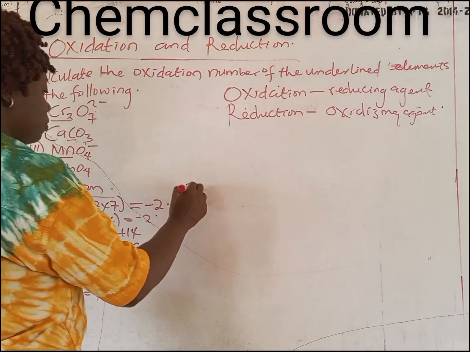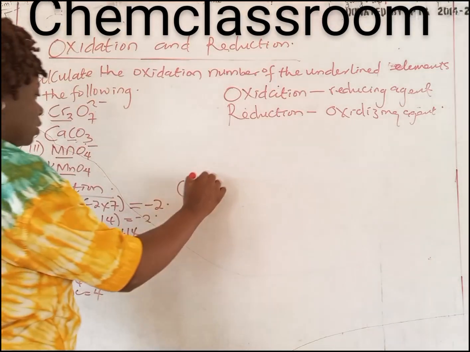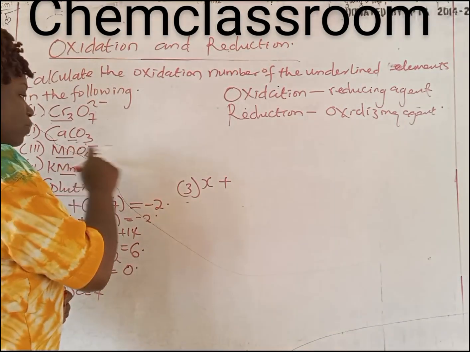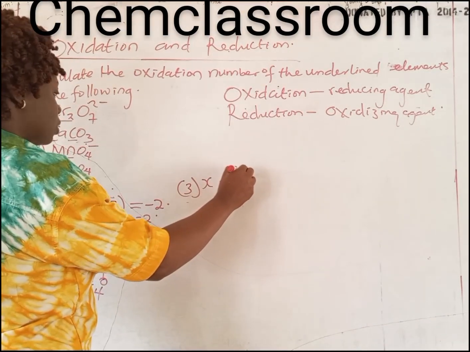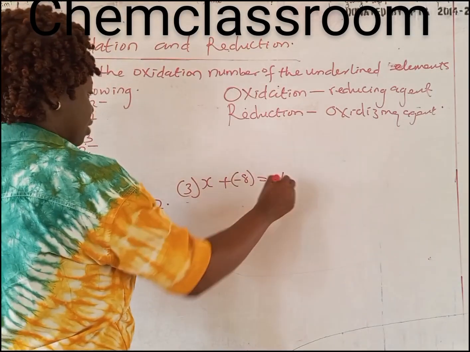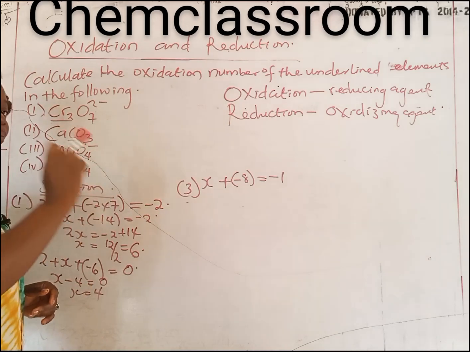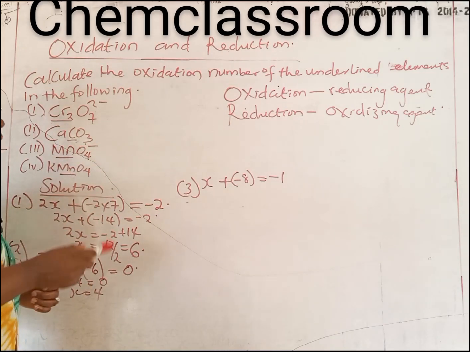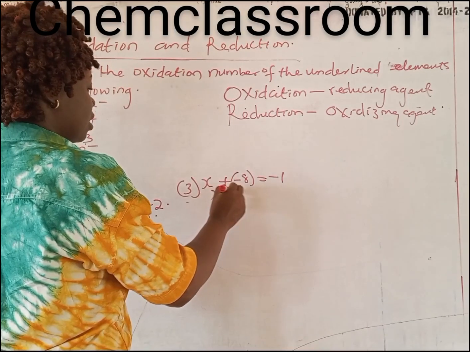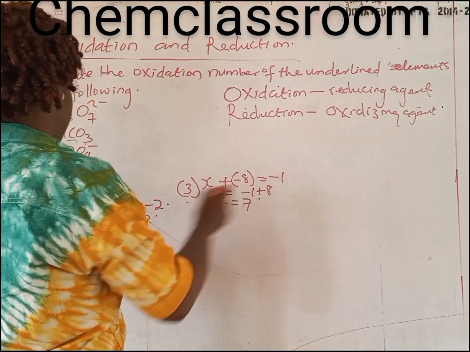Then number 3, I have manganese here as x plus -2 times 4, which gives -8, equals, now this minus here is representing minus 1. Anytime you see only minus or only plus, you should know that it is minus 1 or plus 1. So I have x equals -1 plus 8, of course x equals 7.